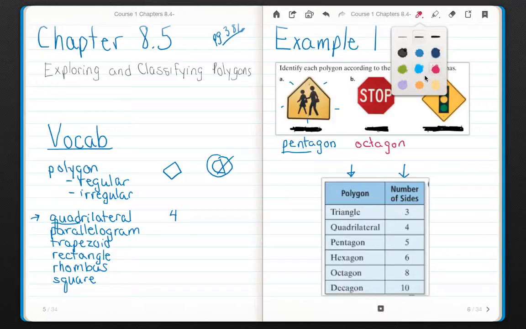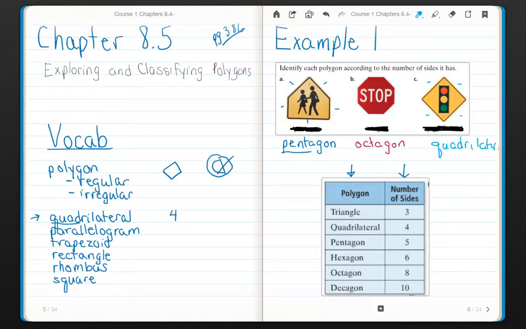C has 1, 2, 3, 4 sides. It is a quadrilateral. Oh, you get the idea. Quad meaning 4. So feel free to refer back to the chart, but you do want to make sure that you memorize it within the next couple of lessons.